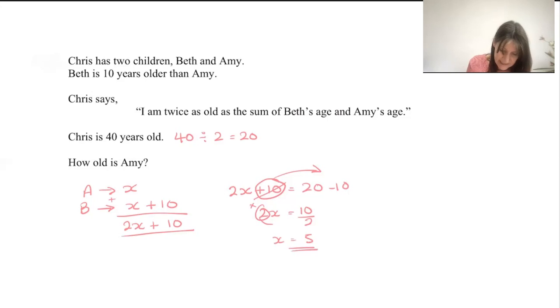So what they want me to do, how old is Amy? Amy is X and X is 5. So Amy is 5 years old. Now, if you did get there without any use of algebra, you will be picking up marks. You just won't get them all.